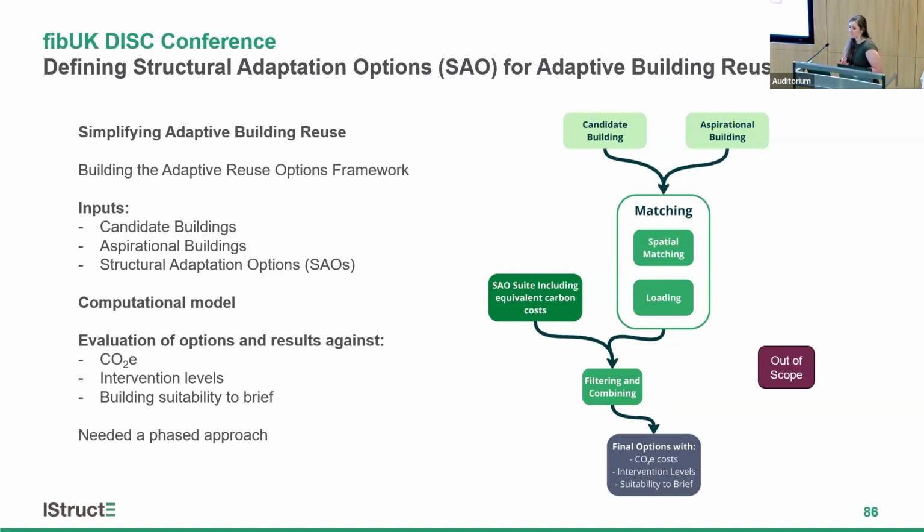I'm trying to take candidate buildings. By that, I mean the existing buildings we already have, and then client briefs for what we actually want, or requirements, which is the aspirational buildings. Then I combine those with the structural adaptation options using a computational model so that I can evaluate these possible solutions to investigate the equivalent CO2 cost, the level of those interventions, those structural adaptations, and also hopefully get some insights into the suitability of different buildings to different briefs.